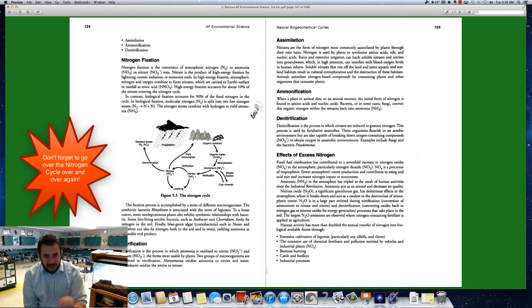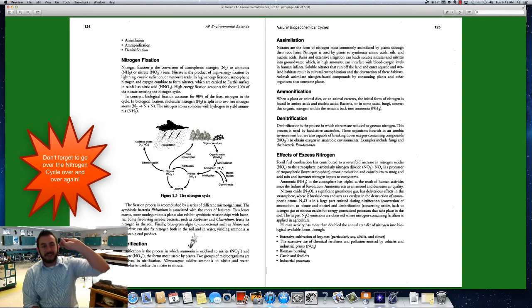Now, this happens with a series of different microorganisms. It says right here, the symbiotic relationship of rhizobium is associated with the roots of legumes, which are types of plants. To a lesser extent, some non-leguminous plants also exhibit some symbiotic relationships with bacteria, and some free-living aerobic bacteria like Azotobacter and Clostridium freely fix nitrogen in the soil as well. Also, blue-green algae, aka cyanobacteria, such as Nostoc and Calothrix, can also fix nitrogen both in the soil and in the water, yielding ammonia as the stable end product. Now, that's a good thing.